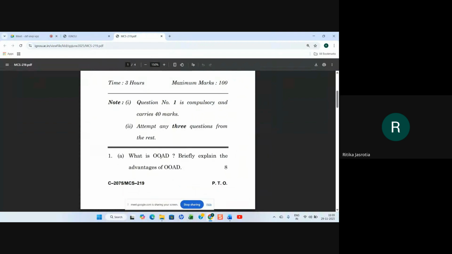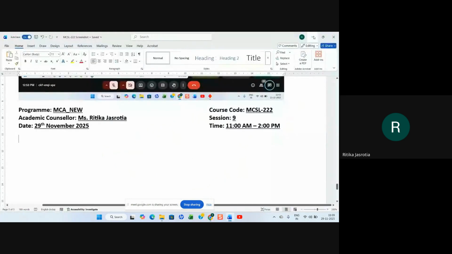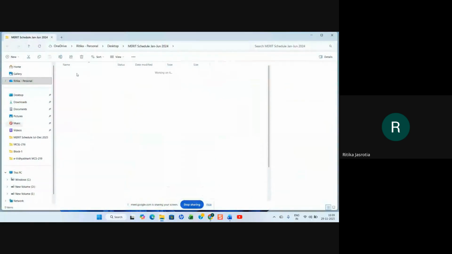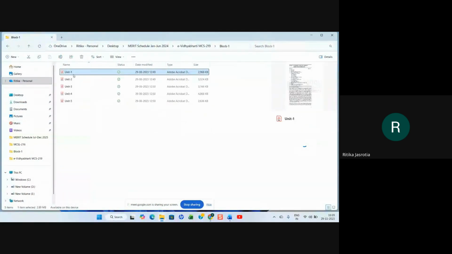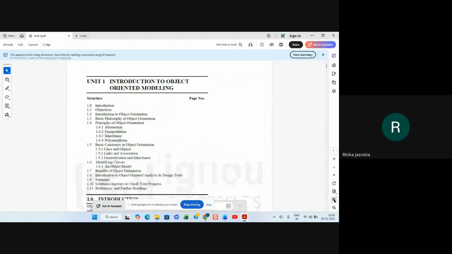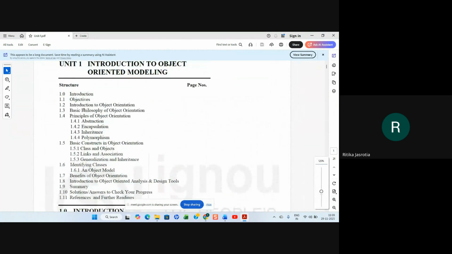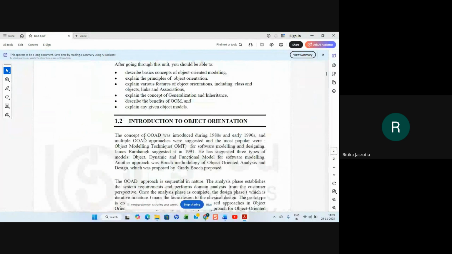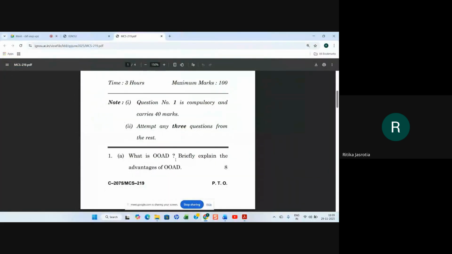So question number one, if you see, what is OOAD? Briefly explain the advantages of OOAD. So this is your question. So if you go to your study material, block 1, unit 1. Right. So here you have introduction to object orientation, basic philosophies. These things are given. So they have asked you what is OOAD? Briefly explain advantages of OOAD, right?